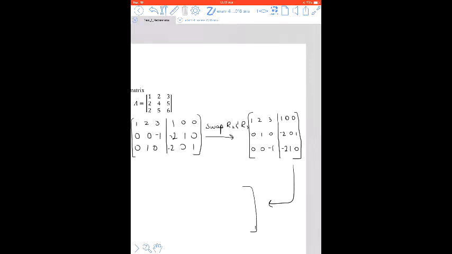Now the bottom row right here, I want that to be a positive 1, so I'm going to do negative 1 times row 3 and make that equal row 3, just to change it to a positive 1. That's a positive 1, and then a positive 2, negative 1, 0.